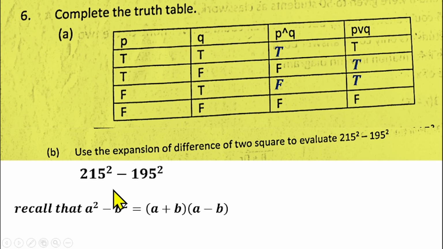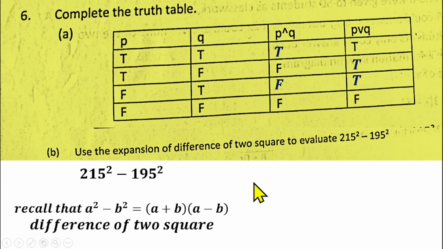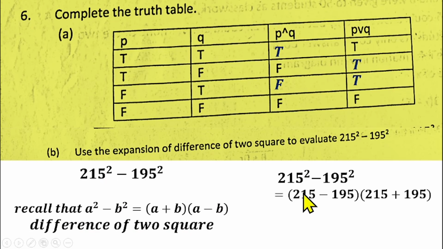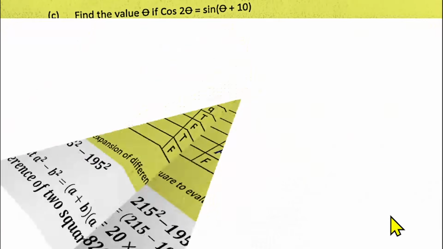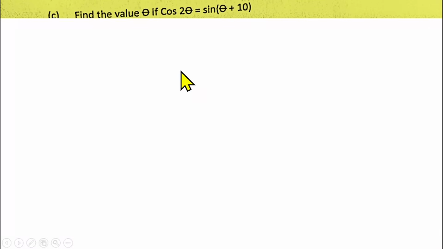So this can be written as 215 minus 195, multiplied by 215 plus 195. If you subtract this, you're going to get 20. If you add this, you're going to have 410, to multiply together. That gives us 8,200.